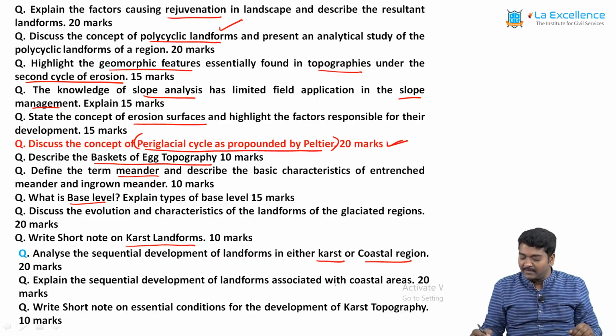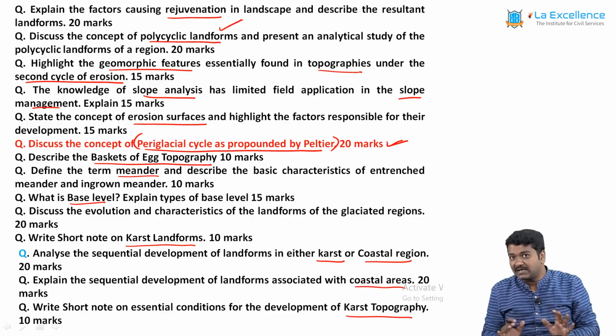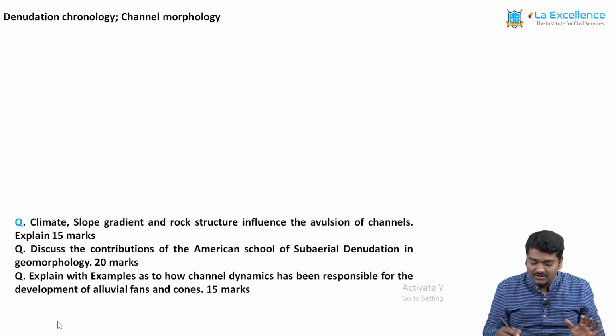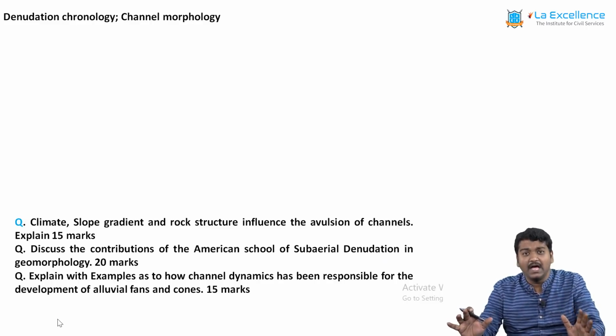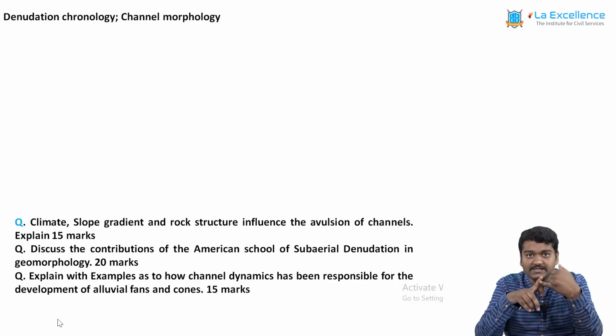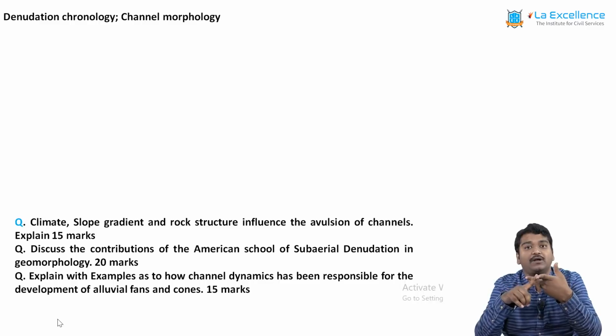Explain the sequential development with the coastal areas. Again, karst topography. All these are associated with what? All these are associated with the exogenetic forces. So guys, I just want you to know here a simple concept. See, we saw Davis, we saw Penck, and we saw exogenetic factors, we saw polycyclic.